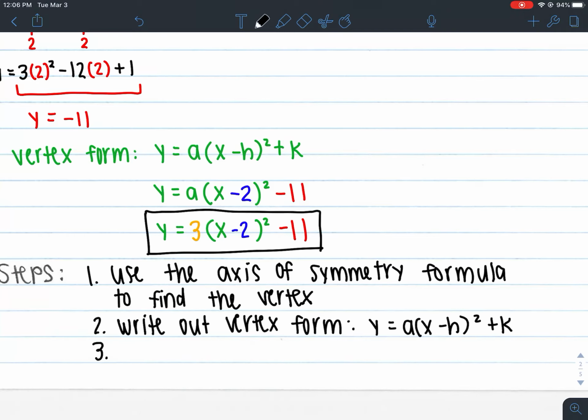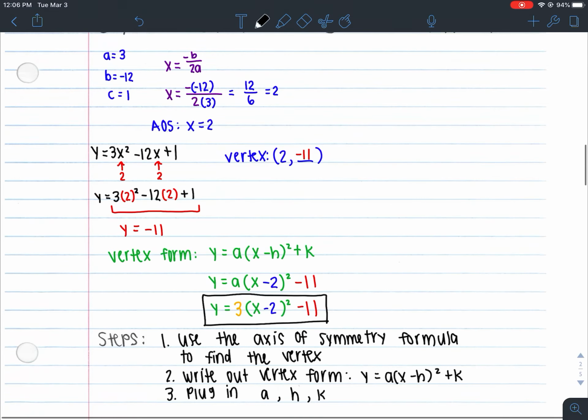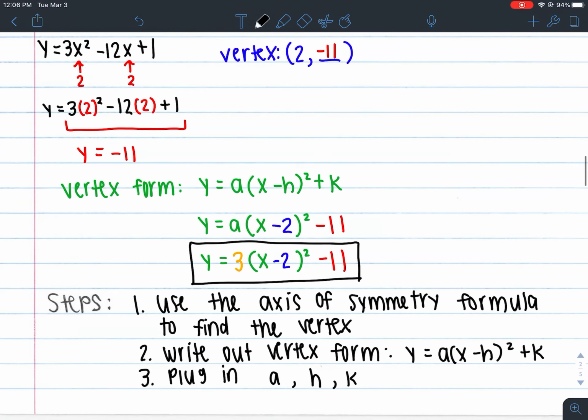What numbers did we plug in? Well, we plugged in 3, 2, and negative 11. So what variables did we plug in? We plug in our a value, our h, and our k. What values do we never plug in for? X and y. We don't want to plug in for x and y because we want that to be in our equation. Okay, so you plug in a, h, and k.